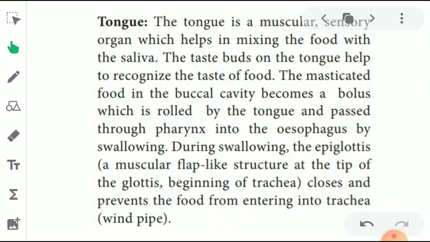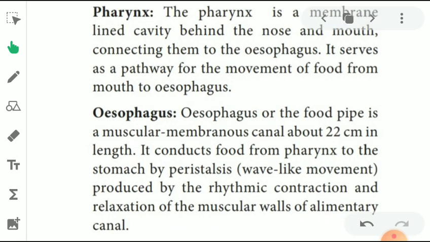During swallowing, the epiglottis, a muscular flap, acts like a closer. It is present at the tip of the glottis, the beginning of the trachea. It closes the trachea to prevent food from entering the trachea, the windpipe.